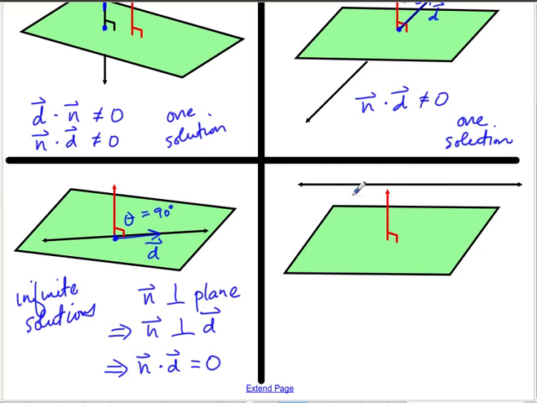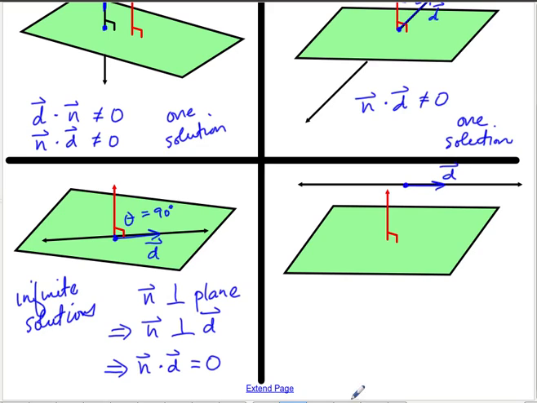Now what about over here? Here I have my plane, and then my line is actually parallel to the plane, but it's not within the plane. So in this case, I would put my direction vector here.